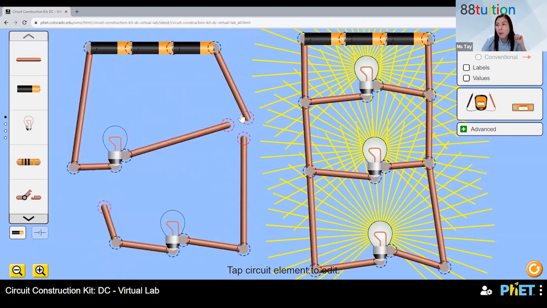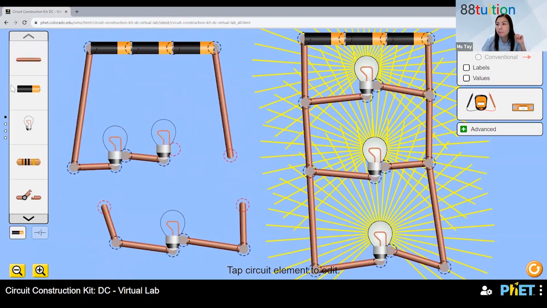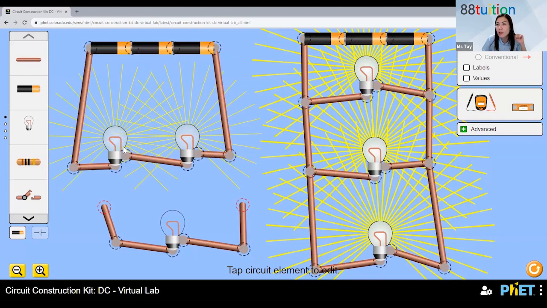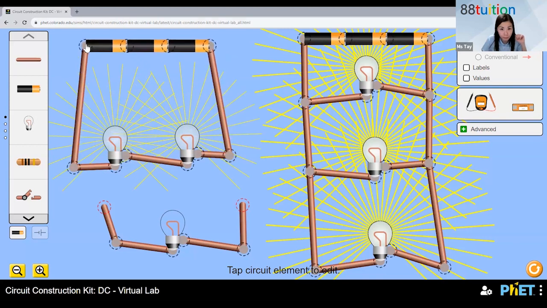So let me show you if I were to dismantle this circuit, and then I cut somewhere off here also. I need more space because now I have more light bulbs on the same pathway. Can you see that this is less bright now? Yeah. So why is that so?